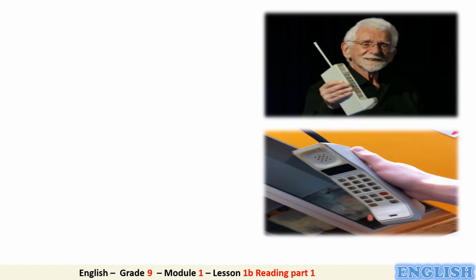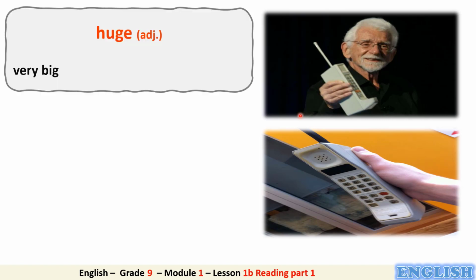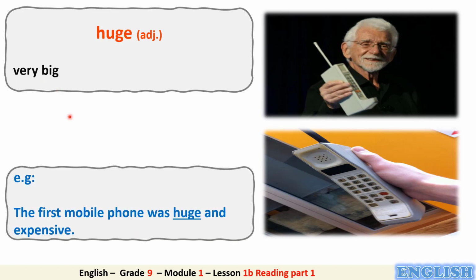Look at this mobile phone. Can you describe it? It's very big and it's very old. Maybe it's the first mobile phone. So it's huge, and it is an adjective, which means very big. Look at this example. The first mobile phone was huge and expensive.